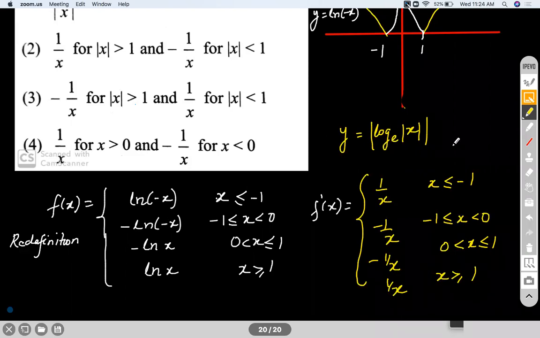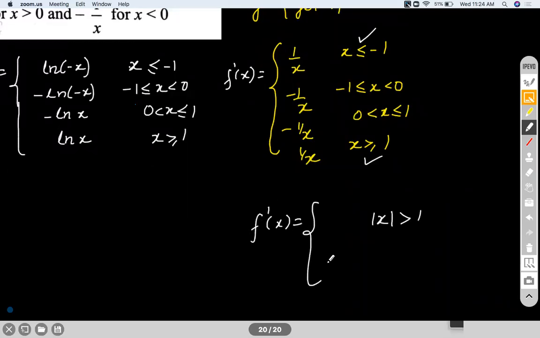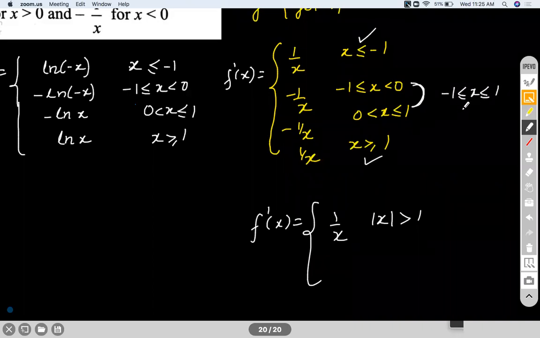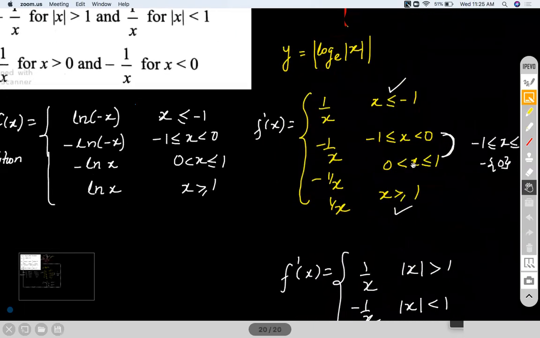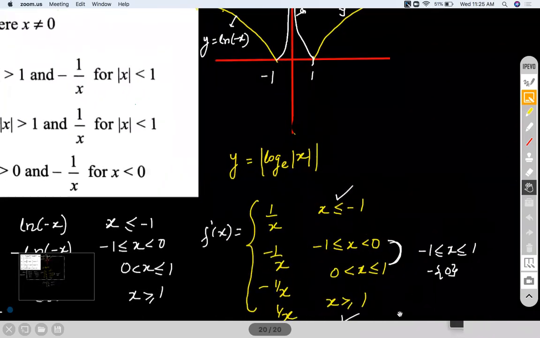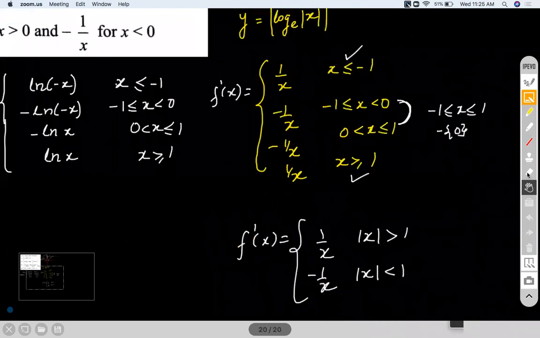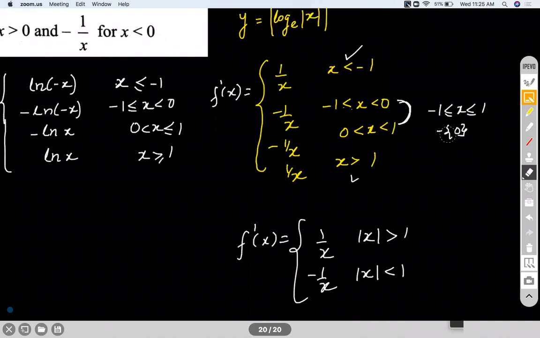Now, let us see what is happening in this. Whenever your x is less than minus 1 or greater than 1, which is like saying mod x is greater than 1, your answer for the derivative is 1 by x. And when you are between minus 1 and 1, of course excluding 0, your answer is minus 1 by x. So I can say mod x less than 1, your answer is minus 1 by x. Oh, by the way, we cannot include 1 and minus 1. Because there's a corner getting formed. Remember, in corners the function is not differentiable. So at these points I have to remove it.